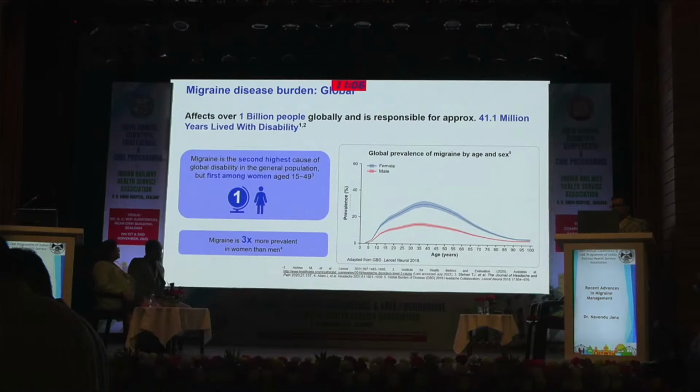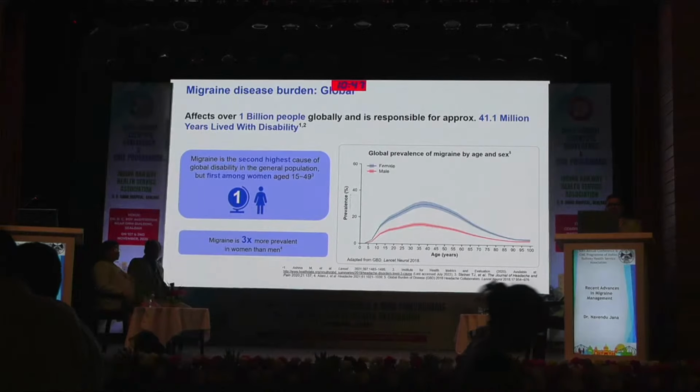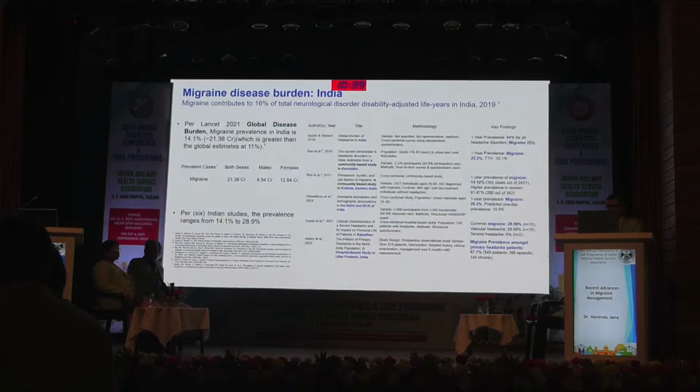It is said to be the second highest cause of global disability in the general population, but first amongst women in the reproductive age group. The first one being low back pain. So migraine is 3 times more prevalent in women than men, and that is why whenever a neurologist comes across a female patient in her reproductive age group, we need to be very careful, because prophylaxis and the acute medications can all interfere with her menstrual hygiene.